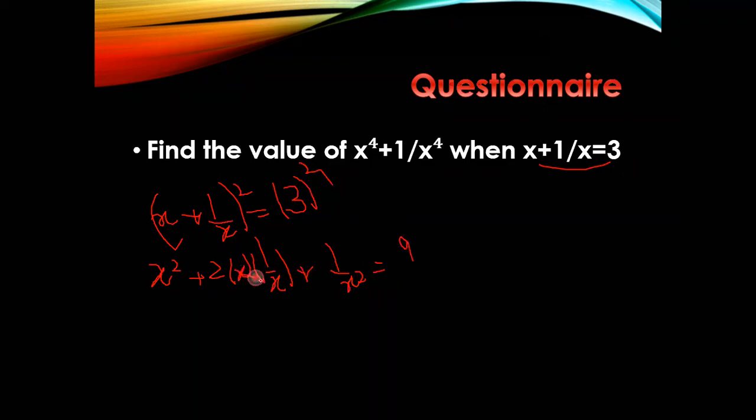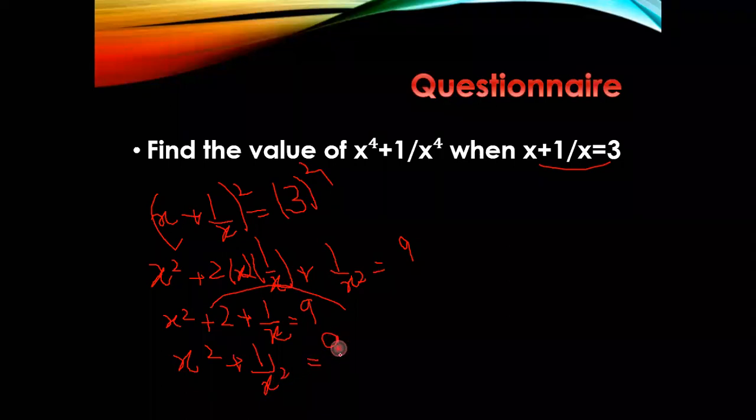Okay, this x cancels with this x, so what will be left here? x square plus 2 plus 1 upon x square is equals to 9. Now we are going to shift this plus 2 towards this side, so it will become x square plus 1 upon, sorry, this is x square. x square is equals to 9 minus 2. So 9 minus 2, it will be equals to 7. So x square plus 1 upon x square is equals to 7. Okay, Bilal, now your answer is right. Bisma, your answer is right.